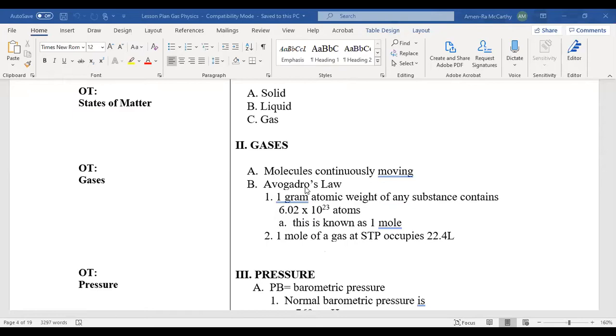All right, now 1 mole of gas at STP. What is STP?